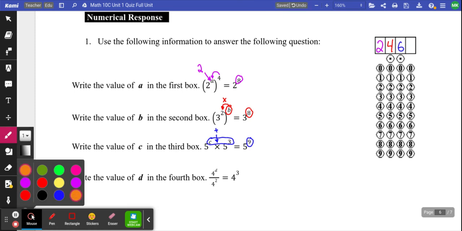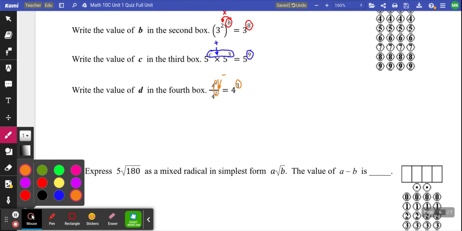And the last one, I have division. Division means I subtract the exponents. So something minus 2 became 3. That'd be 5 minus 2 became 3. So the answer was 2, 4, 6, 5.